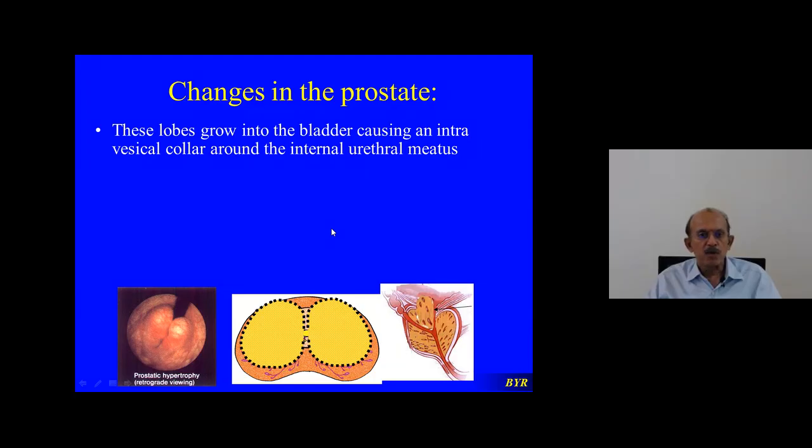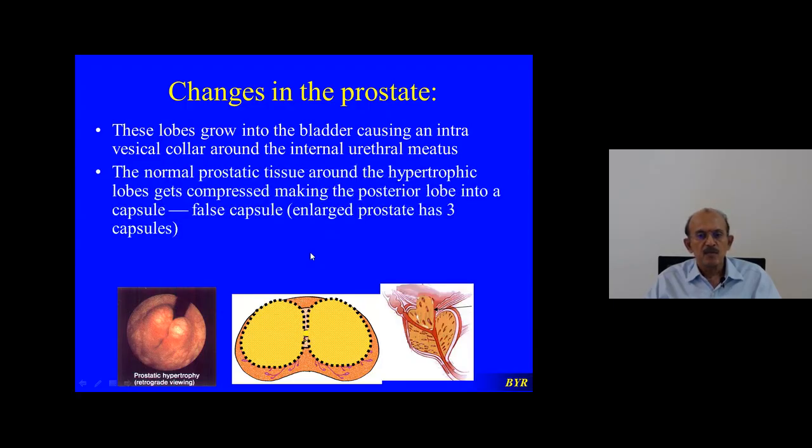These lobes grow into the bladder, causing an intravesical collar around the internal urethral meatus. The normal prostatic tissue around the hypertrophic lobes gets compressed, making the posterior lobe into a capsule. So these enlarging lobes cause compression of the surrounding prostatic parenchyma, which becomes something like a capsule. It gets thinned out. So that is called a false capsule.